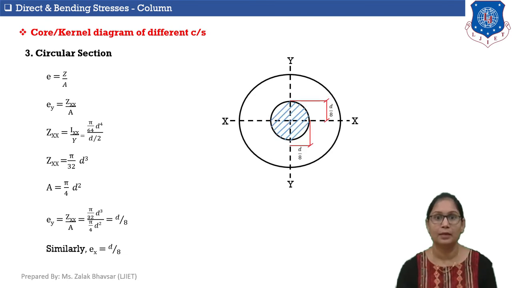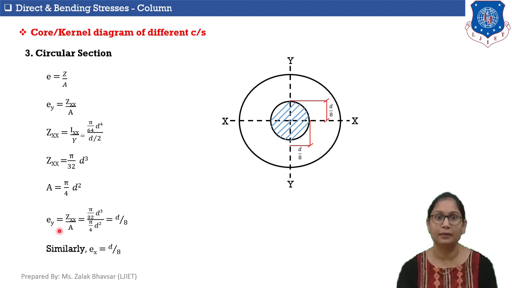So, here is the circular section. For circular section, again, e is equal to Z by A. So, we can say that ey is equal to Zxx by A. Now, Zxx is equal to Ixx by Y. And for circular section, as we discussed, Ixx is equal to pi by 64 d raised to 4 and Y is equal to d by 2. So that I am getting Zxx is equal to pi by 32 d raised to 3. Now, area of this circular section is pi by 4 d square.